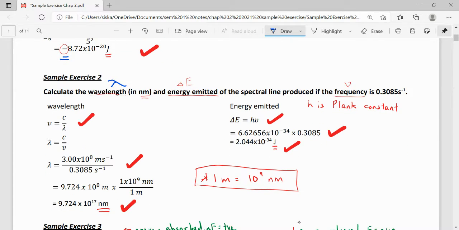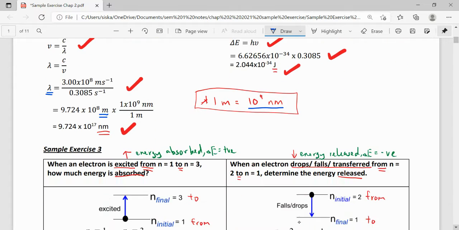Calculate wavelength, and you must take note it is in nanometer. Then energy and also frequency. What I want to highlight is, remember, when you use this formula to find wavelength, the final unit is actually meter, not nanometer yet. That's why you have to convert it to nanometer. Okay, so that's all for this one.